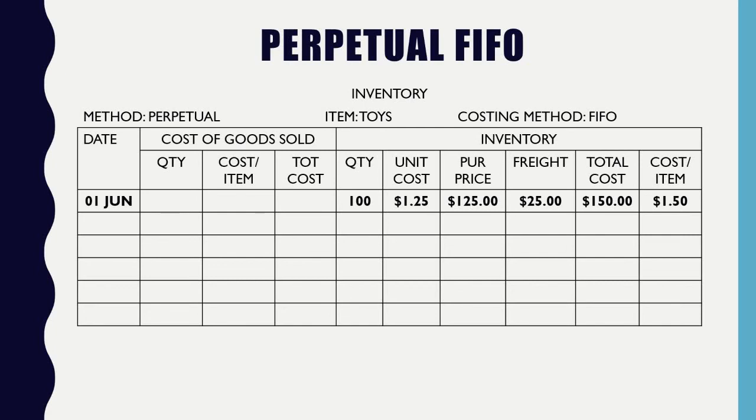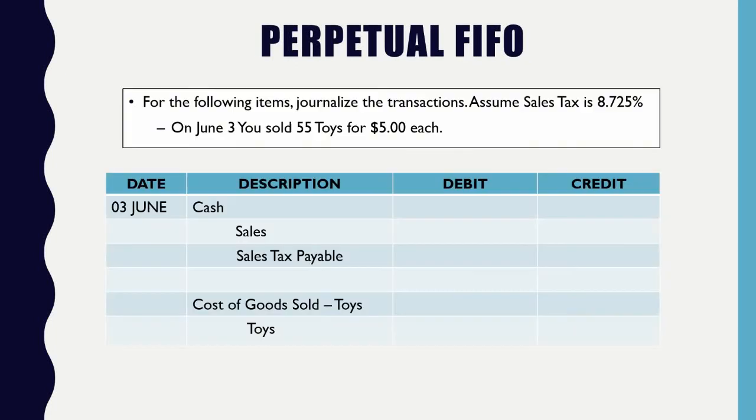We're going to identify this as $1.50 for this batch. And to further identify this, I'm also going to color code it. So we use this color for now, because this is how we're going to be able to see where it is going to be going. Then the next thing says that on June 3rd, you end up selling 55 toys for $5 each.